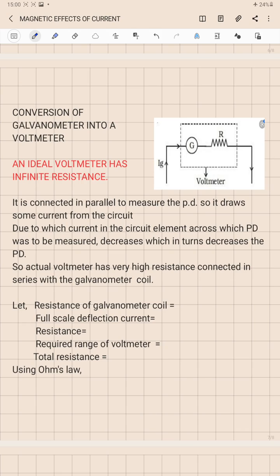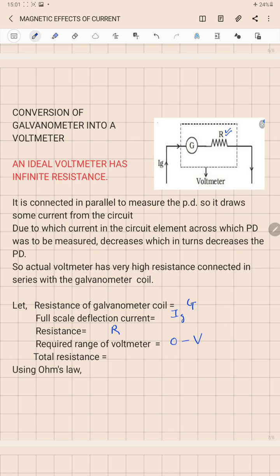So what we do is, real voltmeters have a very high value of resistance connected in series with the galvanometer coil. So here in the circuit, if R is that very high resistance connected in series with the galvanometer coil, then we can convert a galvanometer into a voltmeter of the required range. If the resistance of the galvanometer coil is G, Ig is the full scale deflection current, and R is the resistance which must be connected in order to convert this galvanometer into a voltmeter of range 0 to V volt.